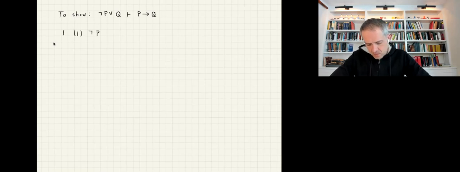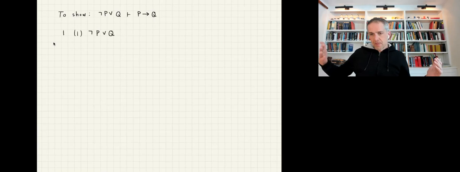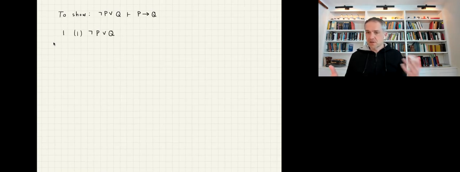So assume not P or Q, we want to prove if P then Q. Now, we will have an argument by cases. So let me help you attack this from two directions. So again, if you're going from the end back, you're looking at what you want to prove here, you want to prove if P then Q, you might think the thing I should do on line 2 is assume P. And in many cases, that will be the correct move. In many cases, when you want to prove a conditional, you would just assume the antecedent and then proceed.